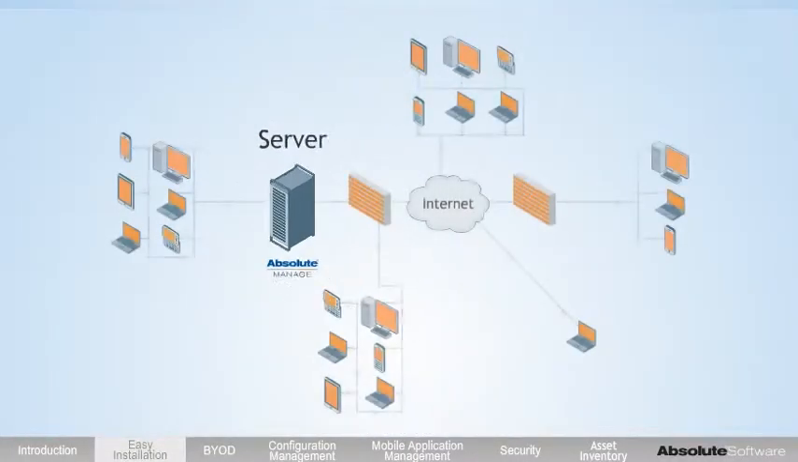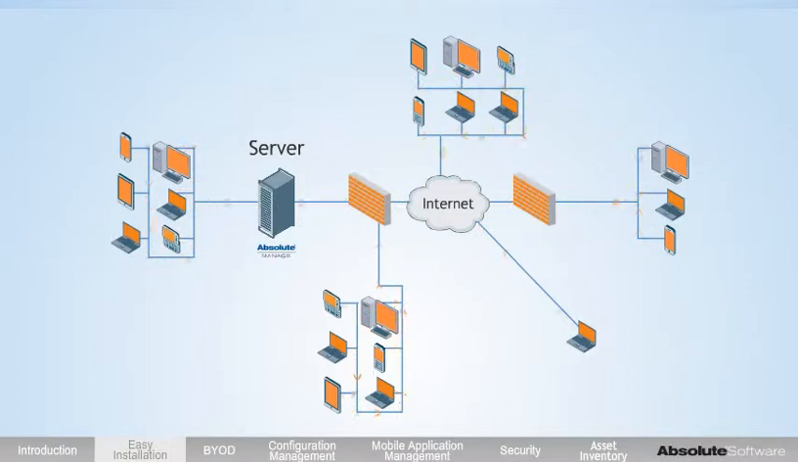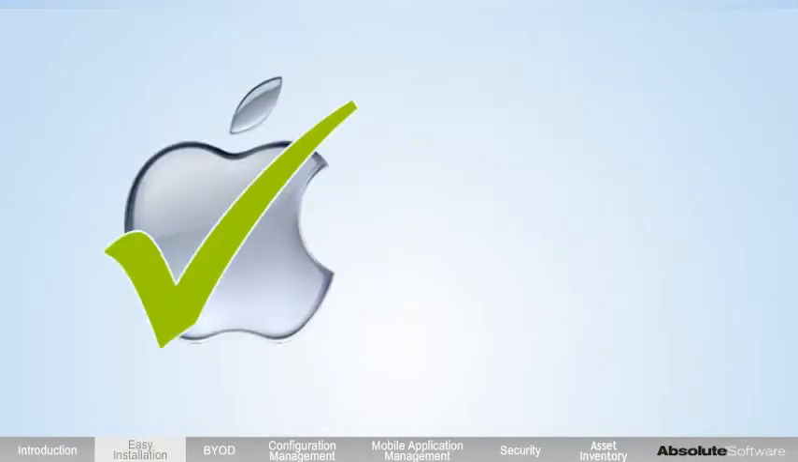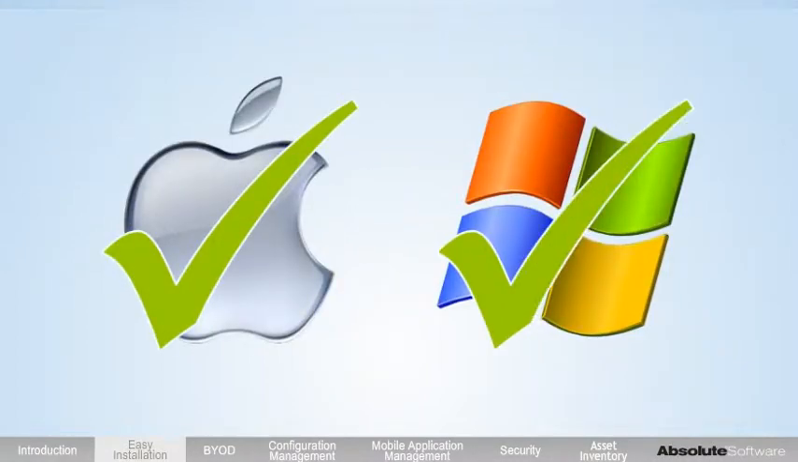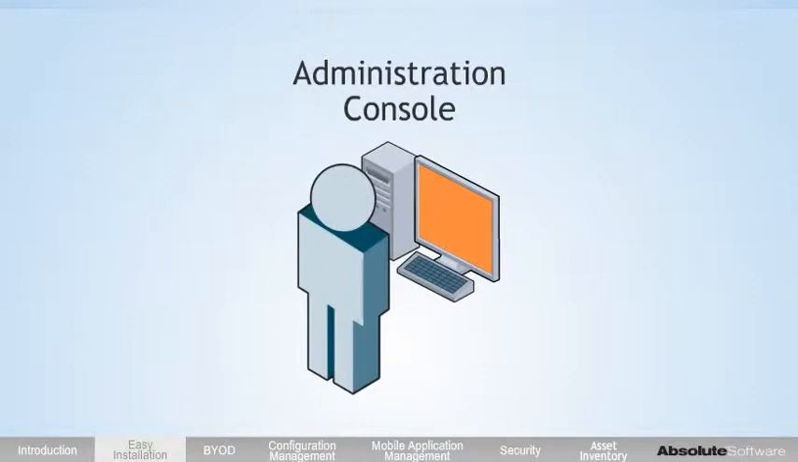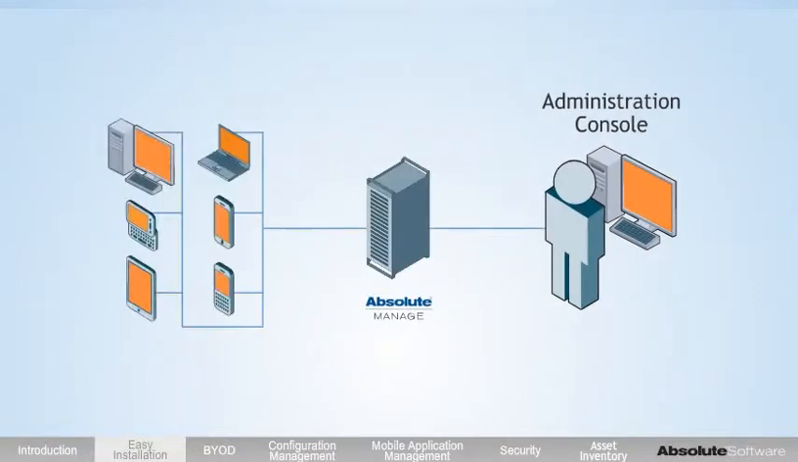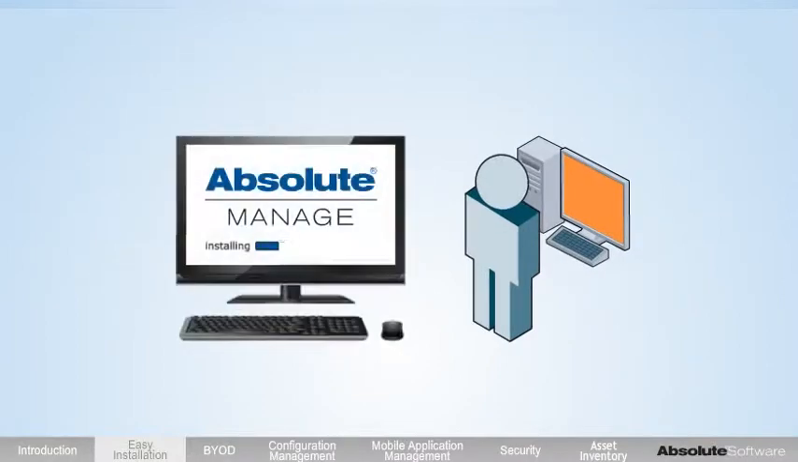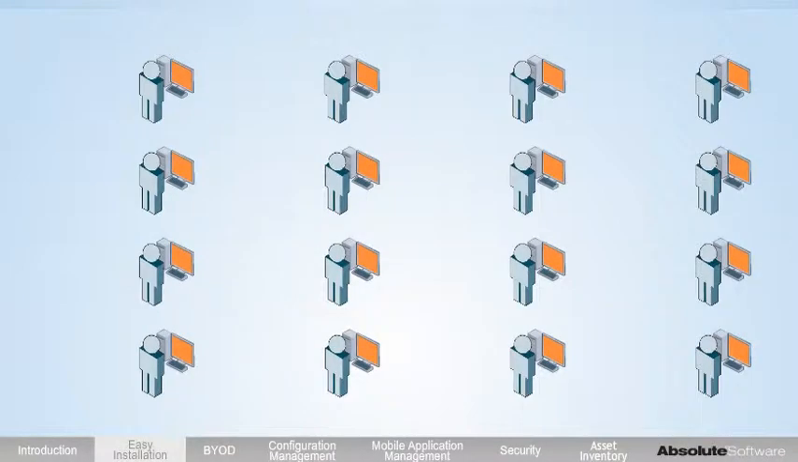The server runs all commands and stores device data and reports. It can be installed on either a Mac or a PC, and depending on the size of your deployment, you may not even need server-class hardware. The administration console allows authorized IT personnel to analyze the data collected and manage the devices. It can be installed on multiple machines to support one or many IT administrators.